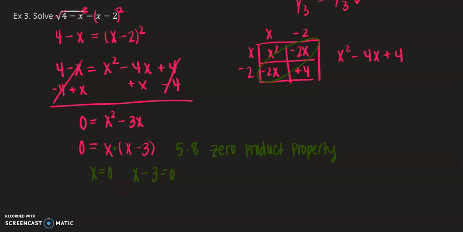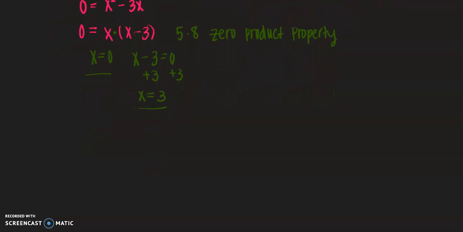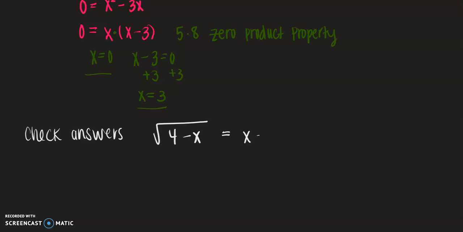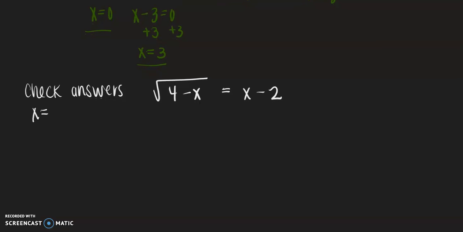Okay, so then you just have to isolate the x. So this one's already isolated, so just add 3 over to the other side. X equals 3. And then don't forget, we still need to check our answers into the original equation. Okay, so I'm going to go ahead and scoot this up. And then I'm going to go ahead and write down the original equation. Okay, and then we're going to plug in x equals 0 and then x equals 3.